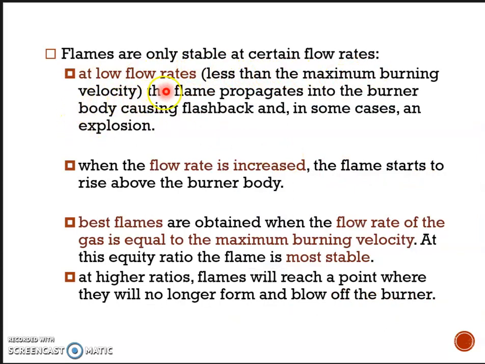So at flow rates less than the maximum burning velocity, the flame propagates into the burner body and causes flashback. And in some cases, it will cause explosion. So that's why we need to adjust the flow rate betul-betul. Tak boleh terlalu rendah, dan tinggi pun kita tengok apa akan jadi. When the flow rate is increased, the flame starts to rise above the burner body. Ini kalau kamu buka, siapa biasa masak kan, kalau buka besar sangat gas tu, api tu akan naik ke atas sikit kan, macam ada gap between the burner body dengan api tu.